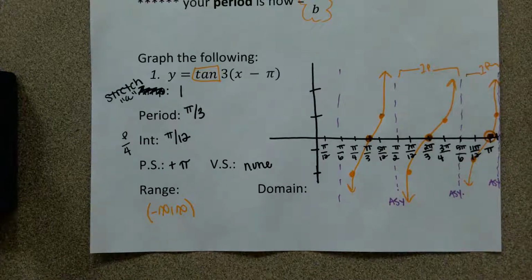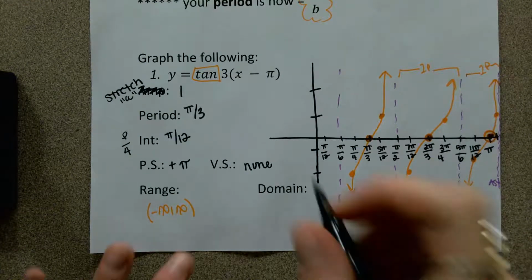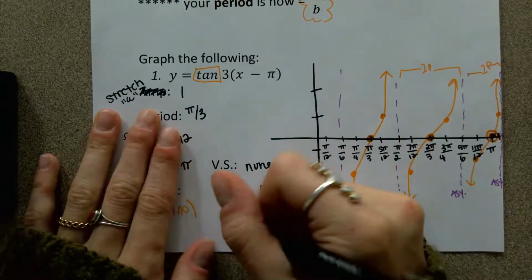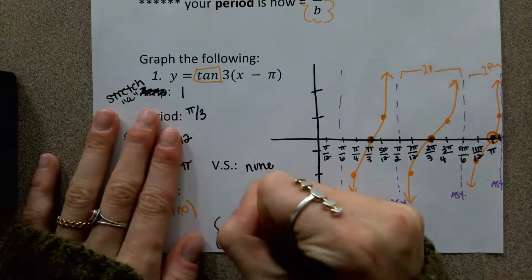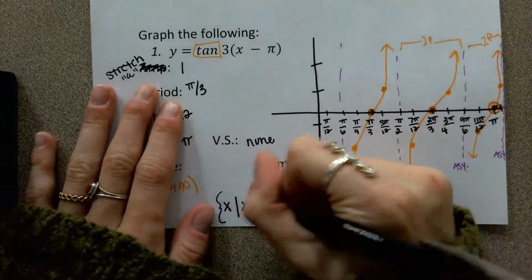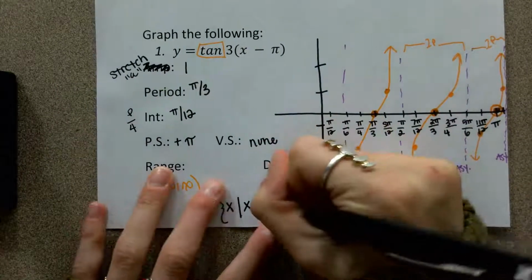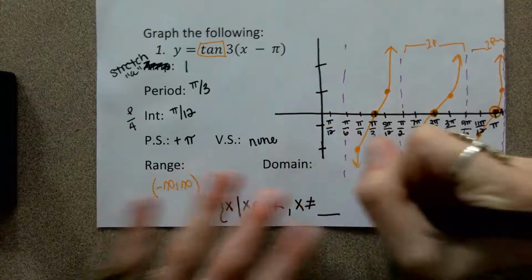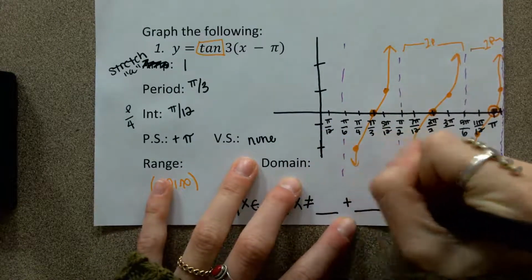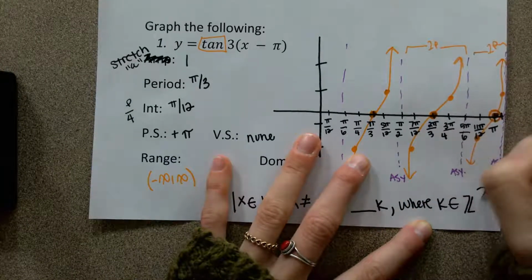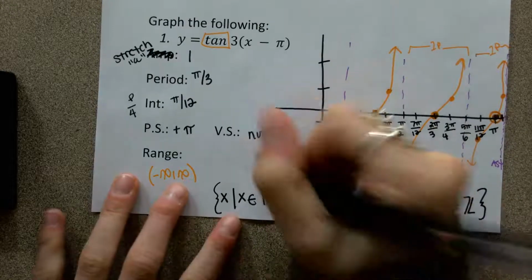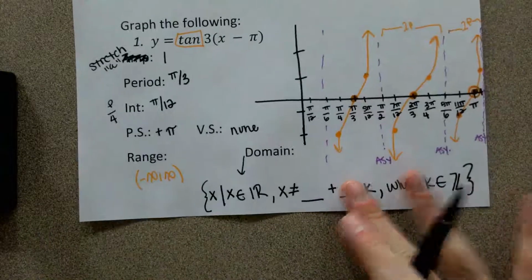Now, my domain. This is going to be an expression or equation, a set of numbers, and it's always going to look like this. So we're going to have a set of x for all x included in the reals, but x is not equal to blank plus blank times k, where k is a subset of the integers. So that is what your domain is going to read every single time.